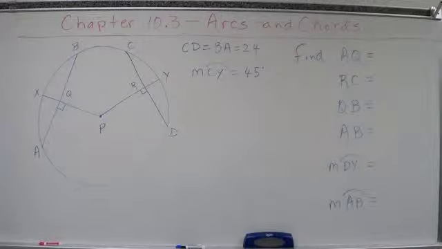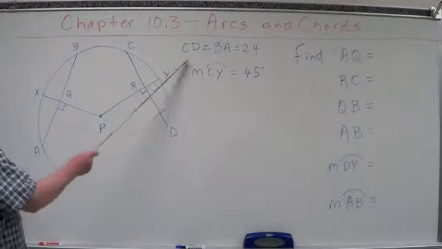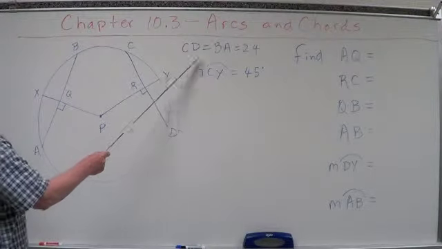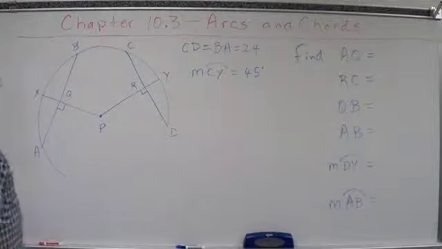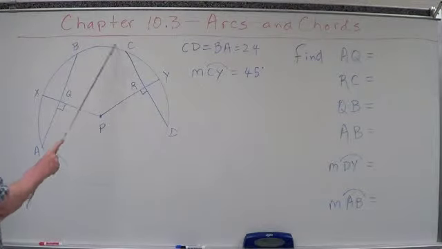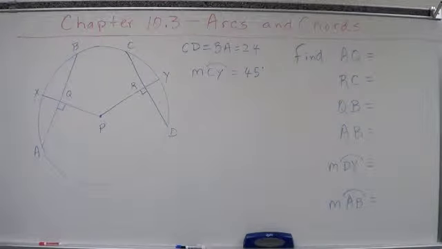Now, using the concepts and the information we've learned in this section, let's go through and solve this problem. There are some things that you might not see in your packet that I put in here to make this make more sense. It may not be drawn to scale, but CD is equal to BA. The measure of CD equals BA, which equals 24, and the measure of CY equals 45.